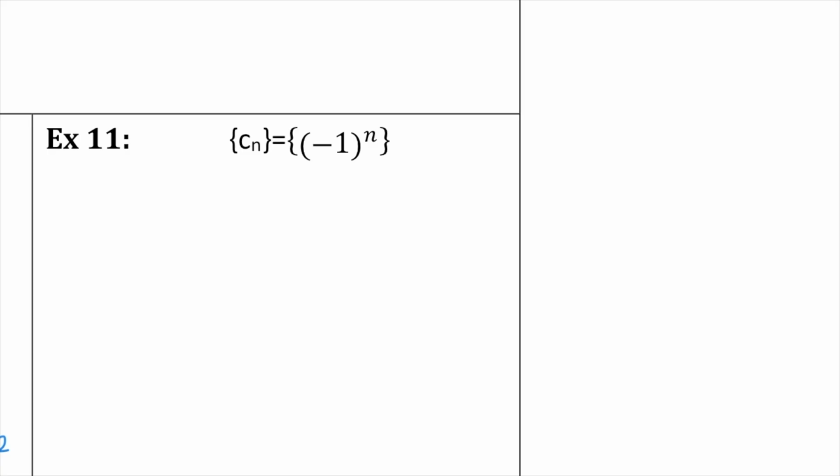Looking at example 11, we want to know if this is monotonic. So we're going to write out the sequence c sub n just to get an idea. When n is 1, we have negative 1. 2 gives us 1. 3 gives us negative 1. So as you look at this, I think we can firmly state not monotonic.